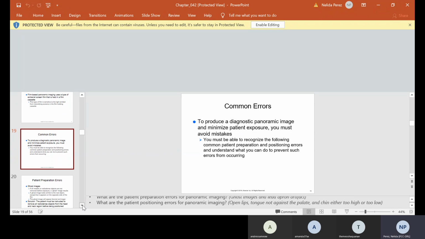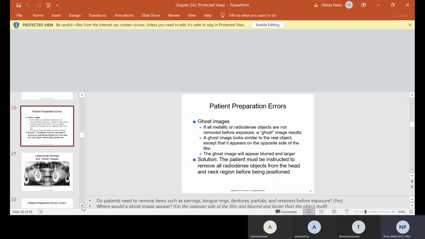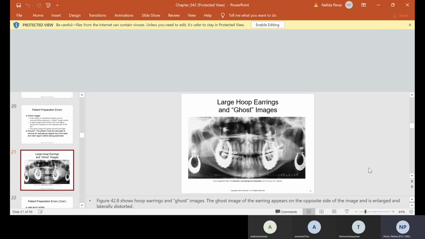So again, it's important to know what you need to do. Patient preparation errors, ghost images. If all metallic or radiodense objects are not removed before exposure, a ghost image results. A ghost image looks similar to the real object, except that it appears on the opposite side of the film. The ghost image will appear blurred and larger. The solution is that the patient must be instructed to remove all radiodense objects from the head and neck region before being positioned. So what do you think that is?